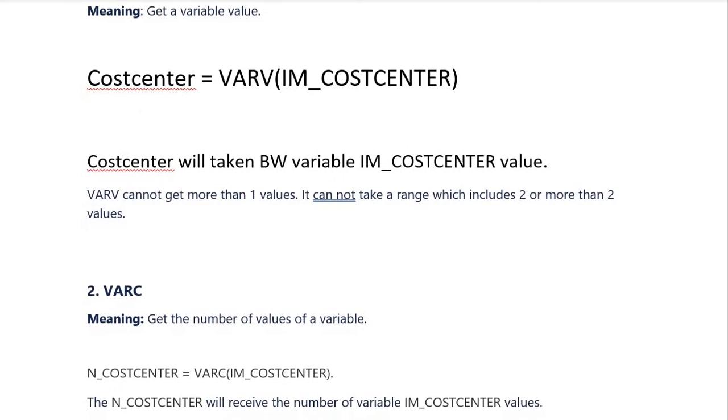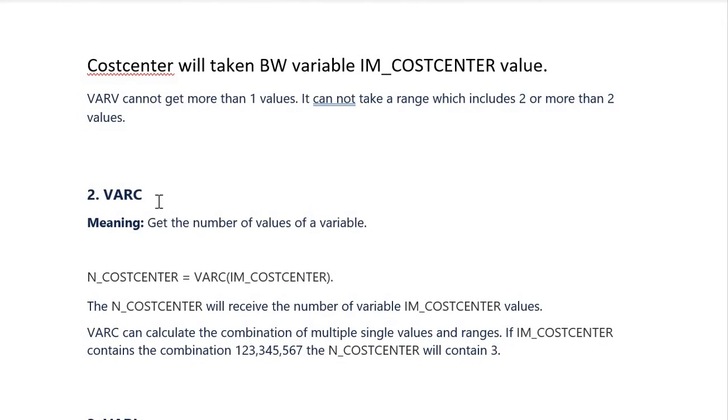Next one is the VARC. You can understand it like C means count. So it will get the number of values of a variable. Suppose you write like N cost center equal to VARC IM cost center, here IM cost center is the variable. So if this variable has one value or multiple values, it will show the count. So the N cost center will receive the number of variable IM cost center values.